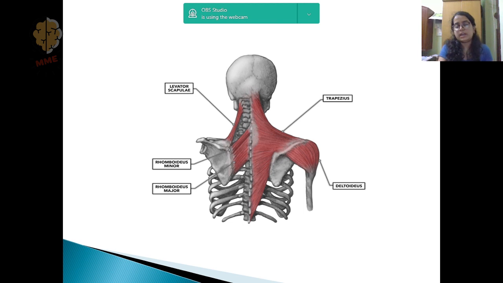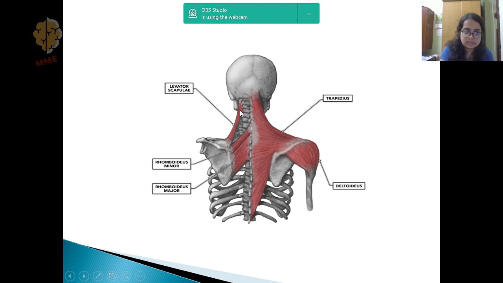You can see that here is the trapezius. This is the levator scapulae. This is the rhomboideus minor. This is the rhomboideus major, and this is the deltoid.